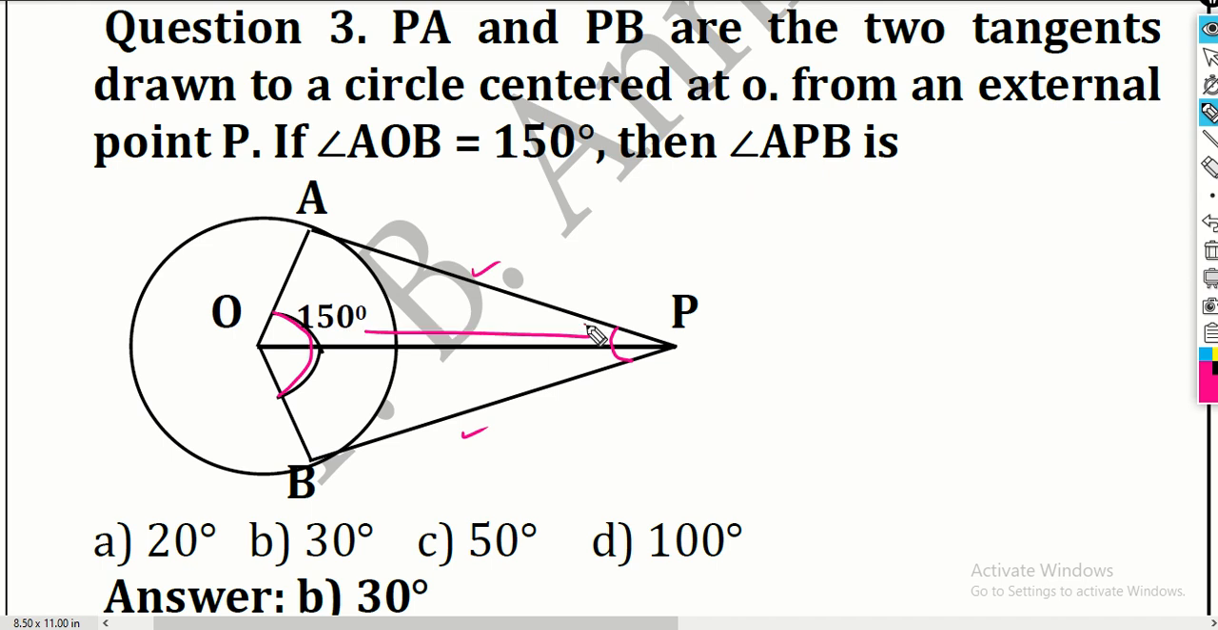The sum of these two angles is always equal to 180 degrees. So when this one is given, you subtract this 150 degrees and you get the angle, that is 30 degrees is the angle APB. So option B is the correct answer. Then we move on to the next one.